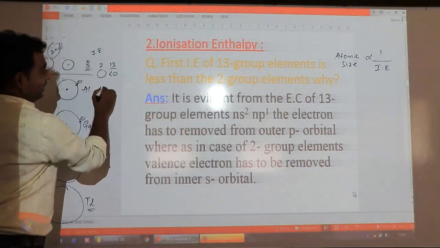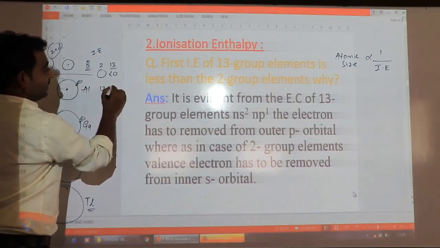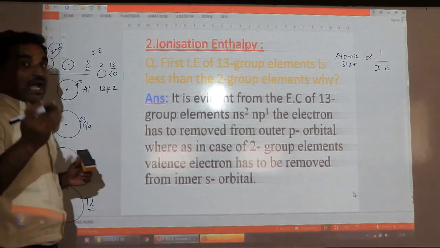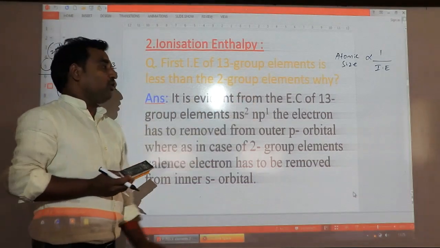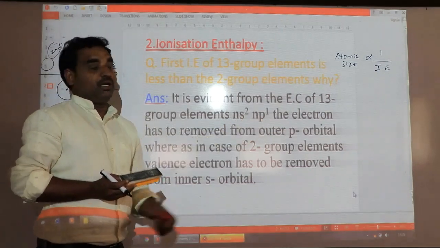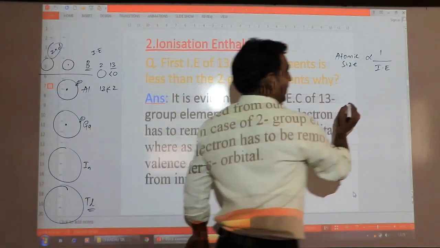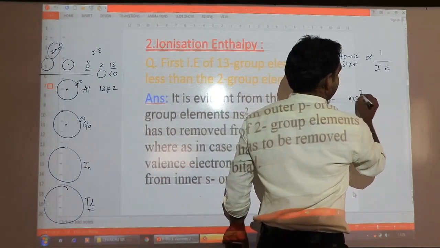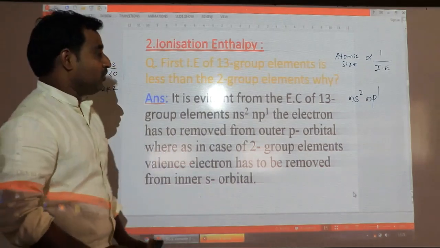Now the reason: it is evident from the electronic configuration. The 13th group element is ns2 np1. That is, we are writing the general electronic configuration of the boron family, which will be ns2 np1. This is the general electronic configuration.